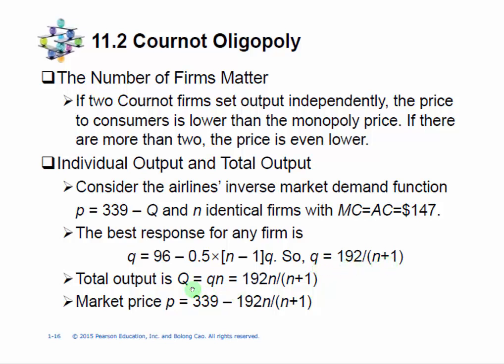The total output will be the individual firm's output quantity times n. And that will be 192 times n over n plus 1. The market price will be 339 minus 192 times n over n plus 1. We can ignore how we get this best response function, but once this best response is achieved, the rest of the calculation is straightforward.